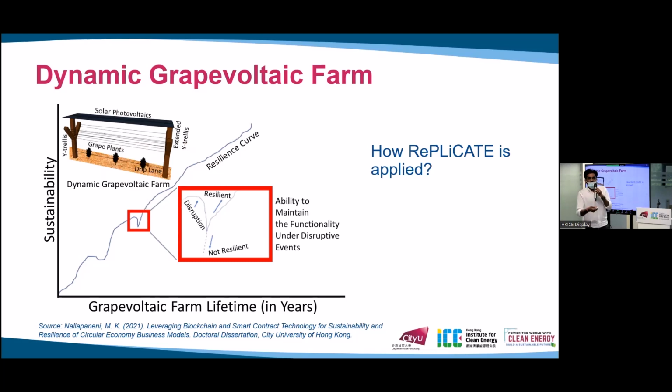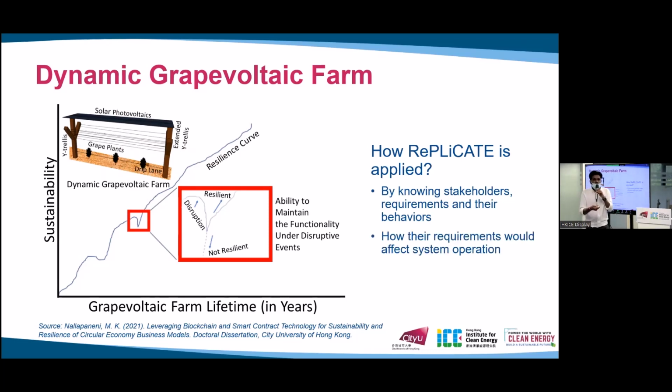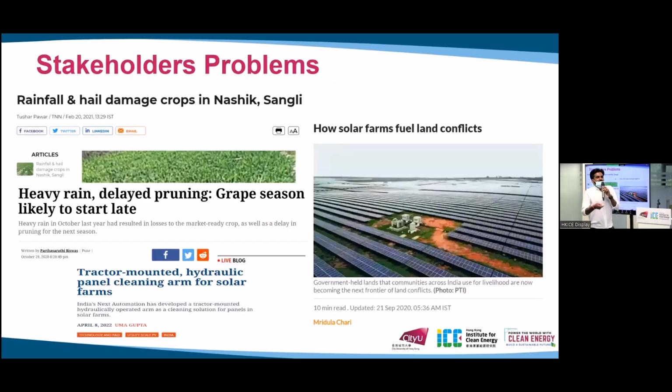Now, how Replicate is applied in this concept. First, we need to know the stakeholder requirements and their behavior. Second, we need to know how their requirements would affect the system operation. And then we should also know how their requirements would affect the system design. So we did the stakeholder survey. What we found is that these grapes have different seasonal effects. They might be affected by the rain.